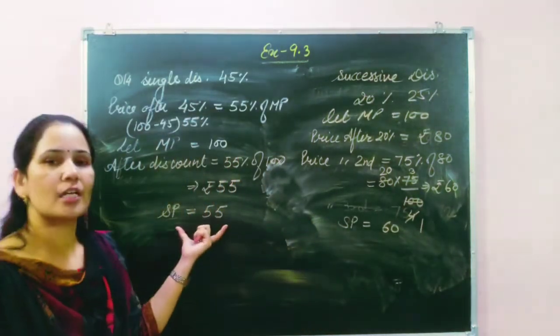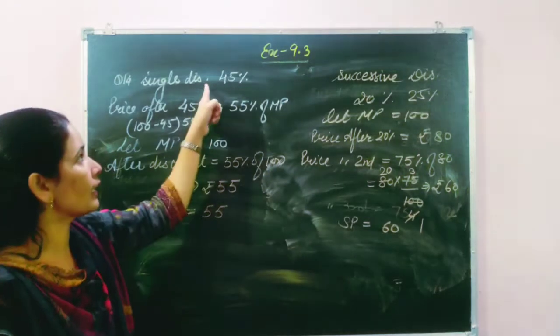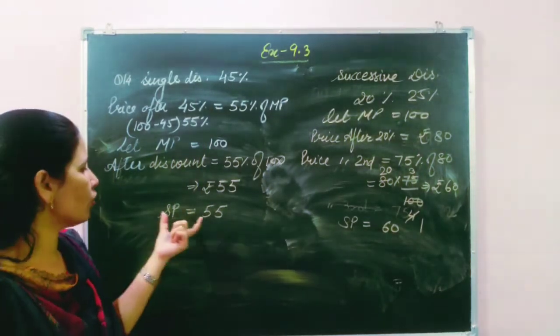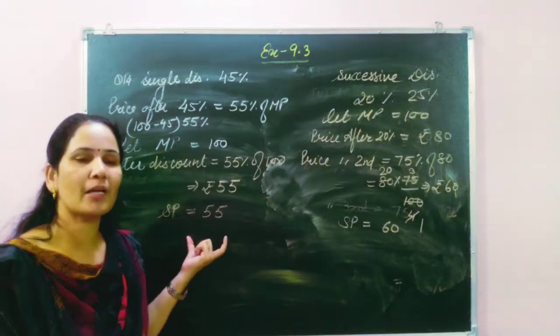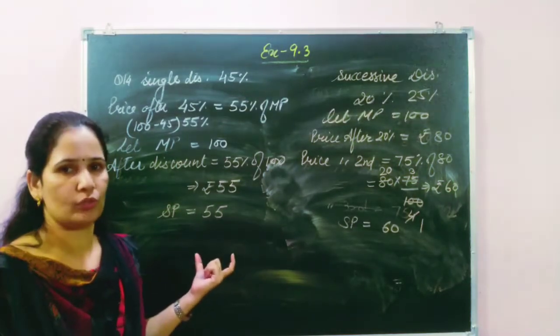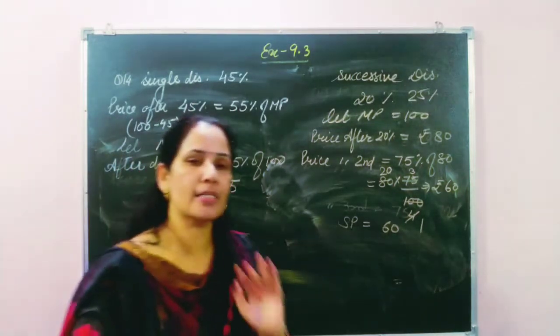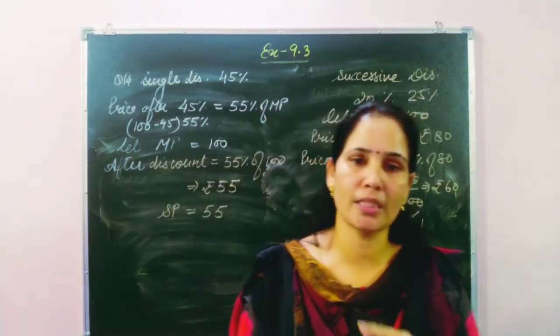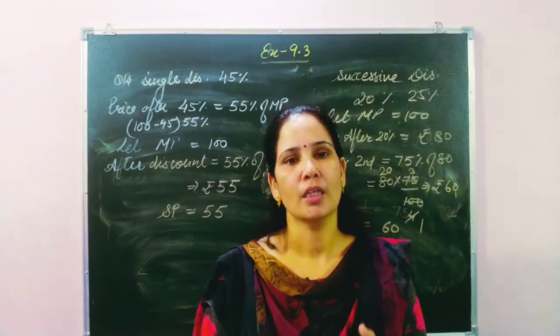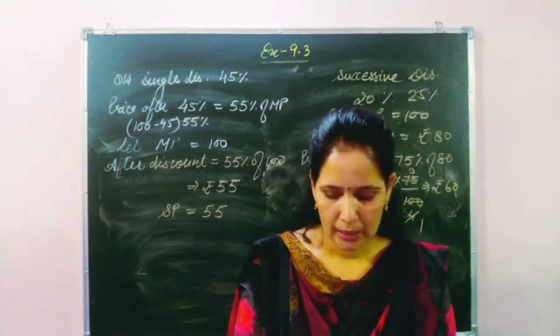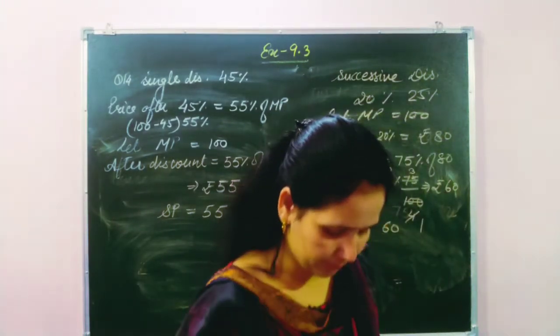So the customer will choose the single discount. Why? Because in this offer the customer has to pay less amount. So the deal of 45% single discount is favorable for the customer. Okay students, now let's move to the next question.